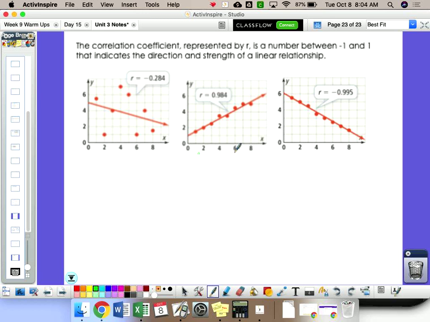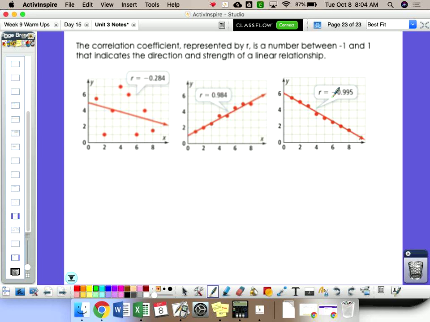So like these last two examples, we have an R of 0.984. So this shows that my line of best fit is very close to my data. Same thing on this one, we had an R of negative 0.995. It's very close to my data. The only difference is this one's positive and this one's negative. That just tells me if my slope is positive, my R will be positive. If my slope is negative, my R will be negative.